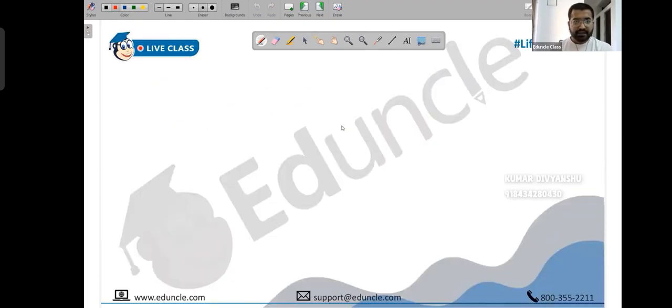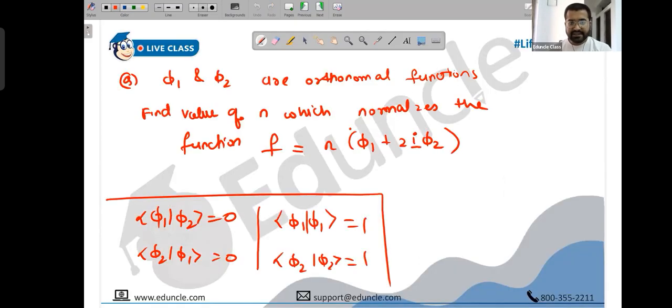Sir, is iota in the expression? Iota is there, yes. This is a complex number with iota. Absolutely, it's there in the expression.